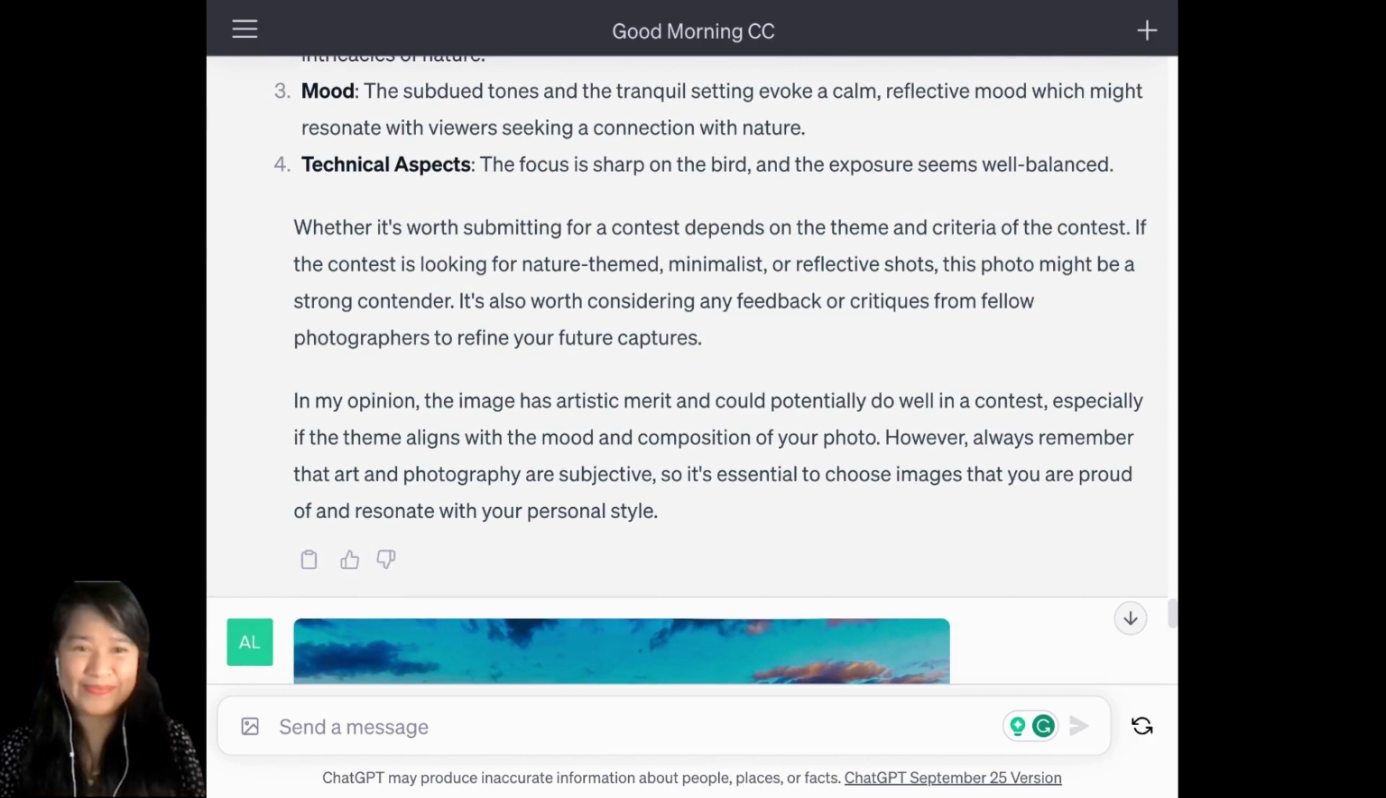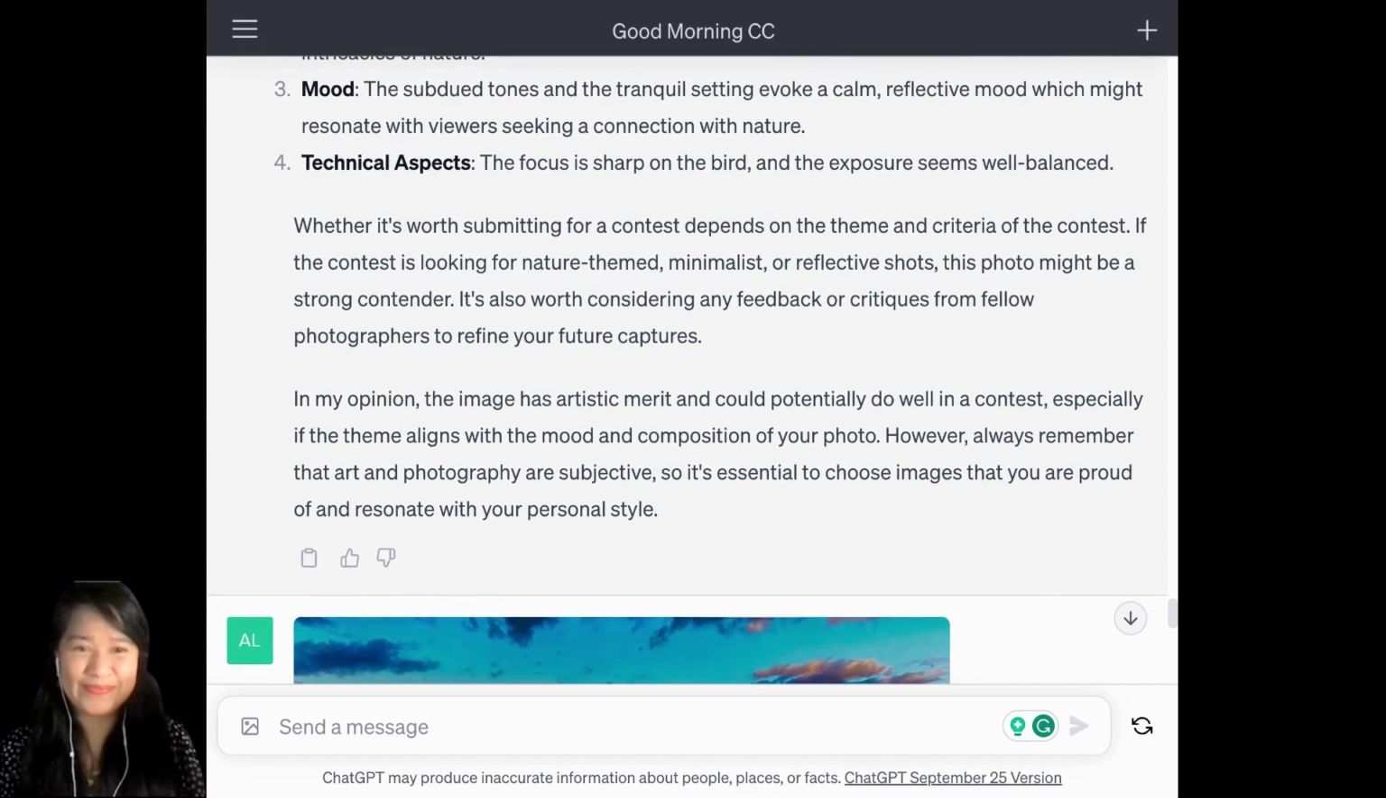And then CC was also trying to answer my question about whether it was worth submitting. And then it's giving the reason, for example, it depends on the context. I know my question was very, very broad. The way CC answered my question is very good. It's like a very neutral feedback.